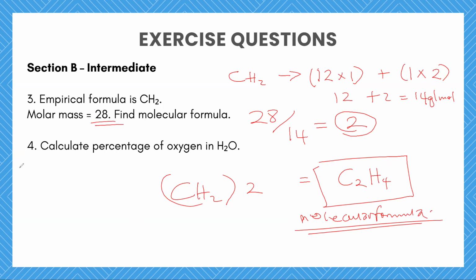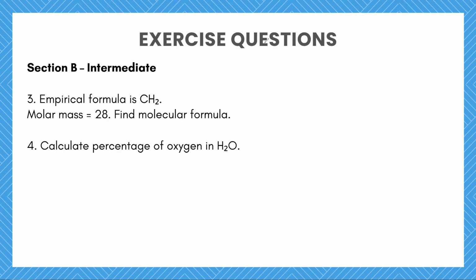And then we have the fourth question that says calculate the percentage of oxygen in H2O. Now we know that the formula for calculating the percentage composition of an element in a compound is given by the mass of the element in the compound divided by the molar mass of the compound multiplied by 100. Now, what mass of oxygen is present in H2O?